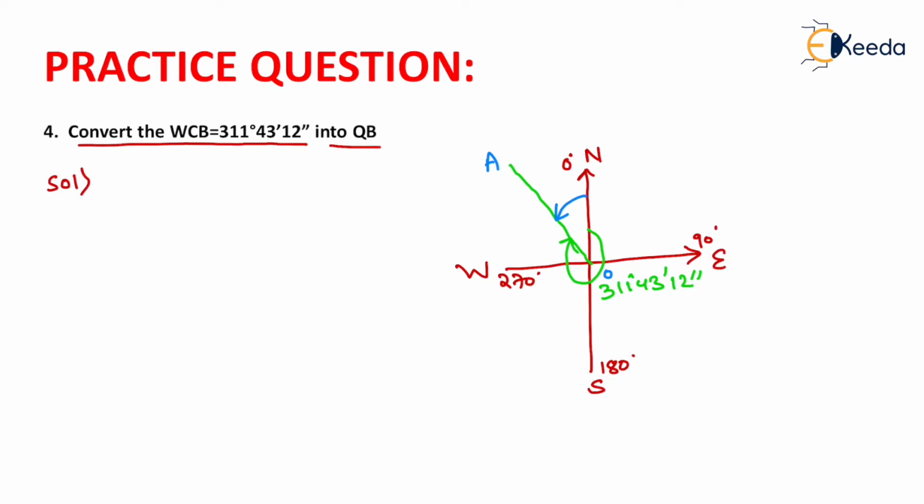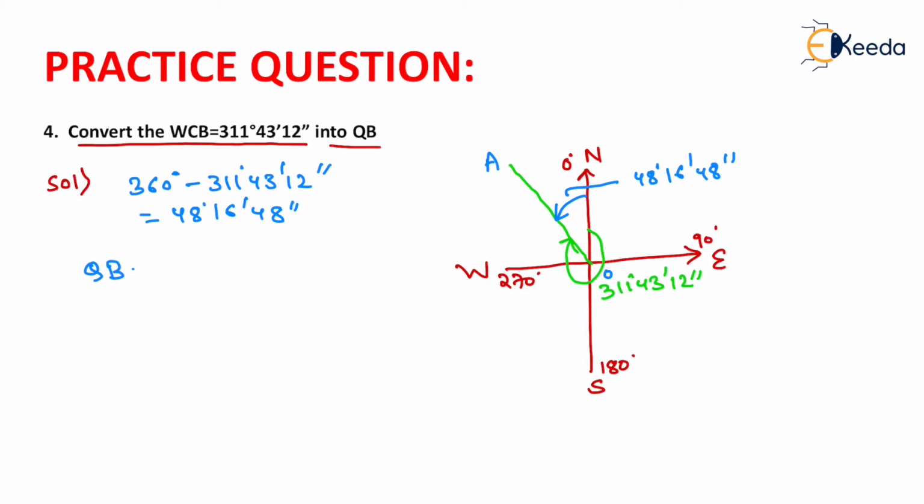So we have to determine this angle, which will be equal to 360 degrees minus 311 degrees 43 minutes and 12 seconds. So it will be equal to 48 degrees 16 minutes 48 seconds. Now this angle is marked here, that is 48 degrees 16 minutes and 48 seconds. So the quadrantal bearing of survey line OA will be equal to North 48 degrees 16 minutes 48 seconds West. That will be the quadrantal bearing of line OA.